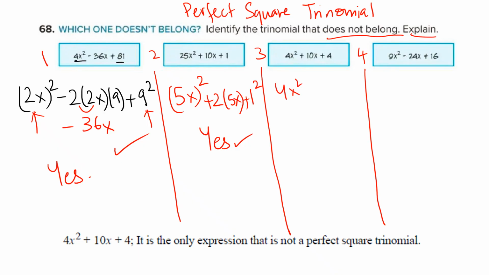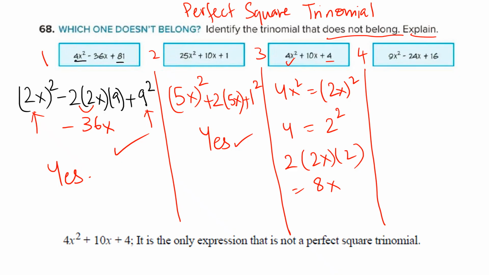4x square. Can I write this as 2x whole square? Yes, it's a perfect square. What about 4? 4 can be written as the perfect square of 2, 2 multiplied by 2. Let's check the middle term. 2 times 2x times 2. How much? 2 multiplied by 2 with 2, 8x. But what is given in the question? 10x. It's not equal. So no, this is not a perfect square trinomial.